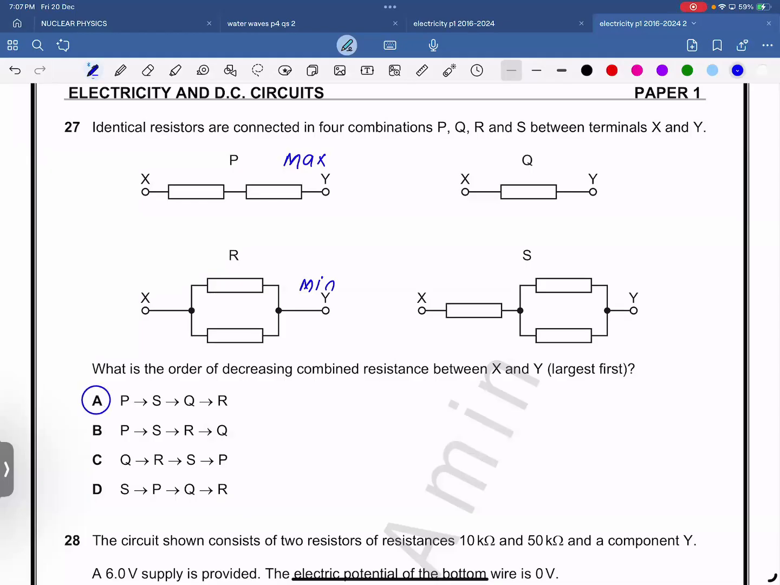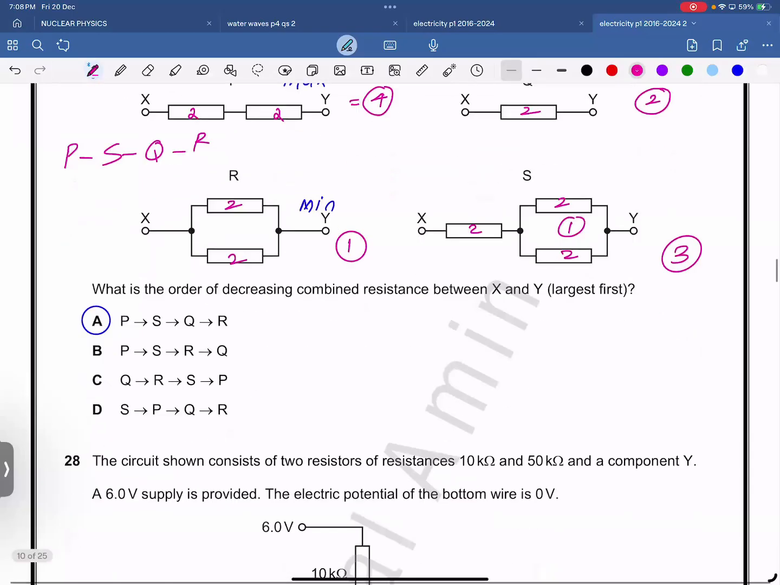Option A. No, honey wants numbers, no problem, my dear. Let's do numbers. So numbers, I'm going to assume 2 ohms, 2 ohms. This gives you 4. 2 ohms, 2 ohms. This gives you 1. 2 ohms, 2 ohms gives you 1. 1 plus 2 gives you 3. Okay, again. So maximum is 4, and then 3, and then 2, and then 1. A. Yes, my dear, you can assume numbers or use your knowledge. That's it. Good question. Question number 28.